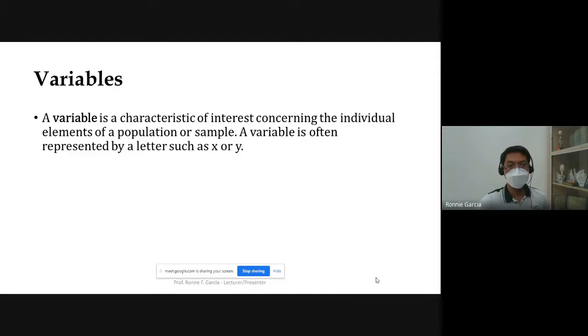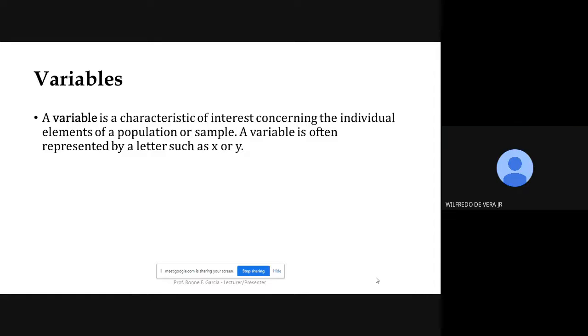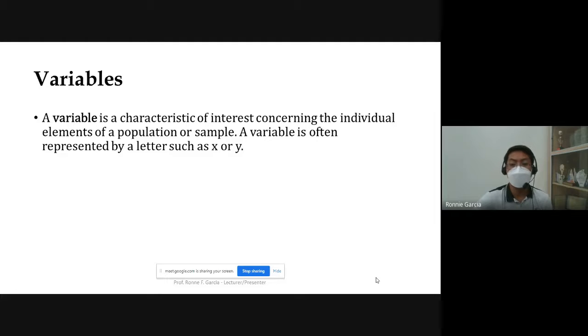and that is all about the variables. A variable is actually a characteristic of interest. So what will you study about your subjects in your research, for example, if you can relate to your research in your high school. So these are the characteristics that interest you, what you like, what you want to study, concerning the individual elements of a population or sample. So we will have examples about variables later on. Usually in your study, you can represent that with letters X or Y, because as part of our previous lesson, variables come from the root word vary. It can take any value. So it can be any letter.